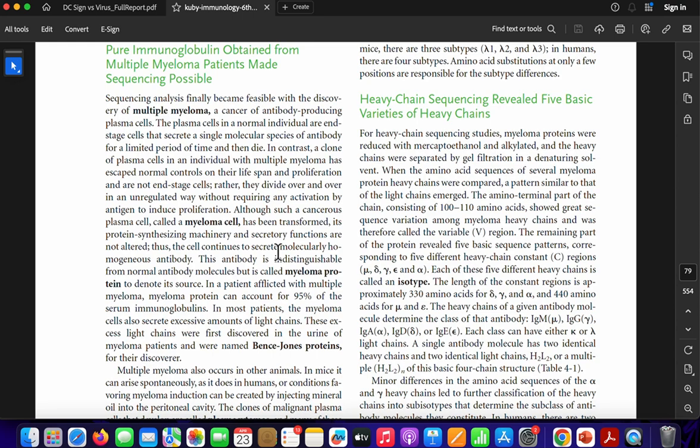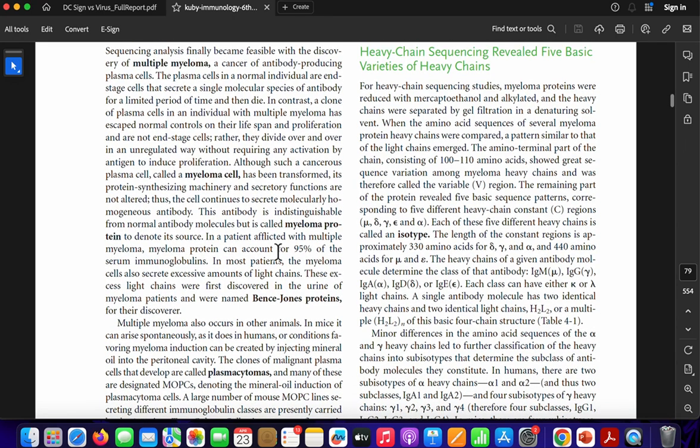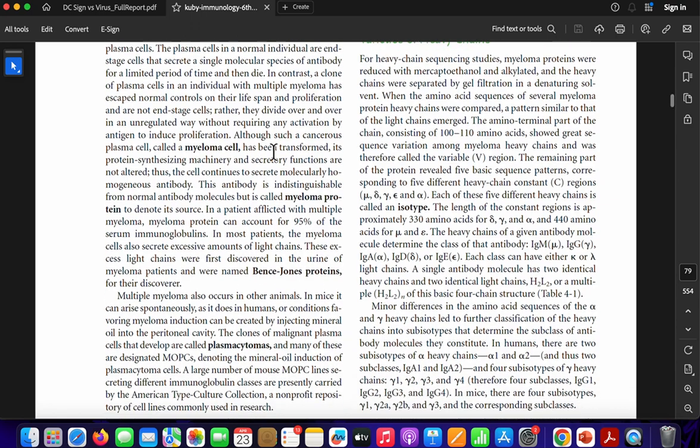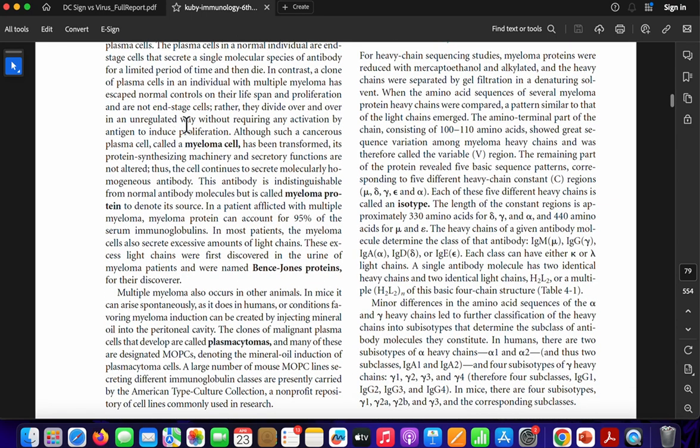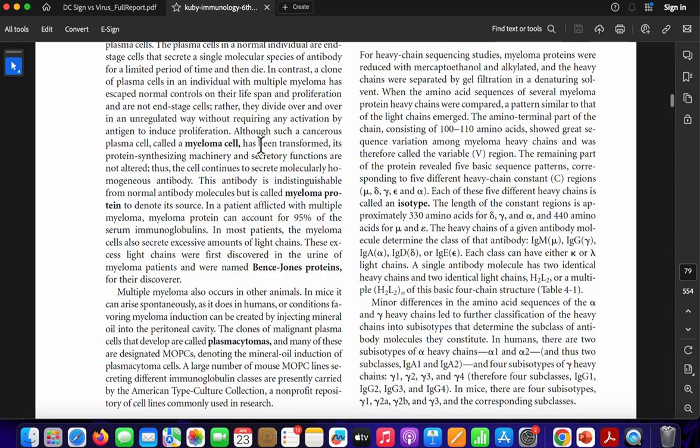In contrast, a clone of plasma cells in an individual with multiple myeloma has escaped normal controls on its lifespan, and the proliferating cells are not end-stage cells. Rather, they divide over and over in an upregulated way without requiring any activation by antigen to induce proliferation.